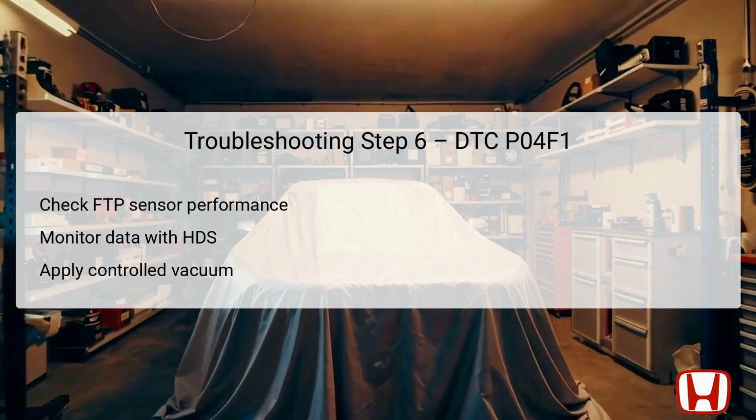Once the system is set up, turn the vehicle to the on mode and record the FTP sensor readings using the HDS. It is vital to apply a controlled vacuum of about 1.3 kilopascals, 0.4 inches of mercury, carefully. Exceeding this may damage the sensor. Following this, check the data from the HDS once again. A change in the reading indicates a functioning sensor, while no change would mean the FTP sensor requires replacement.